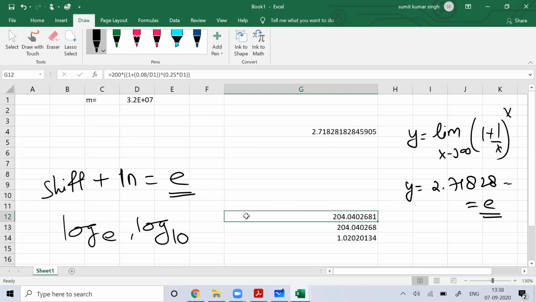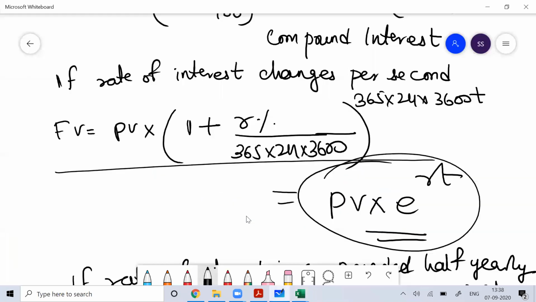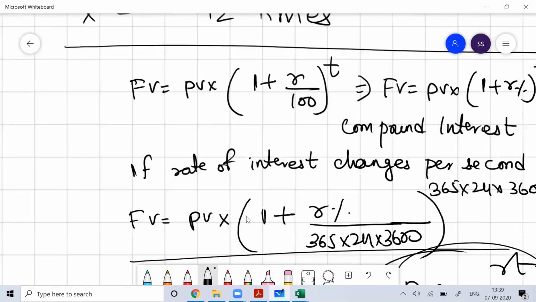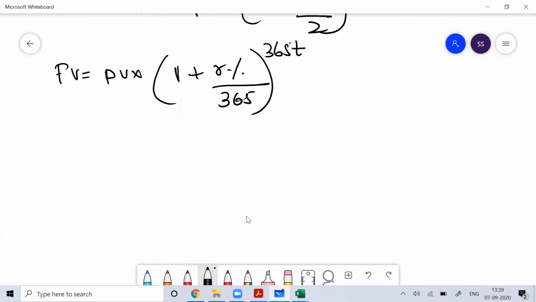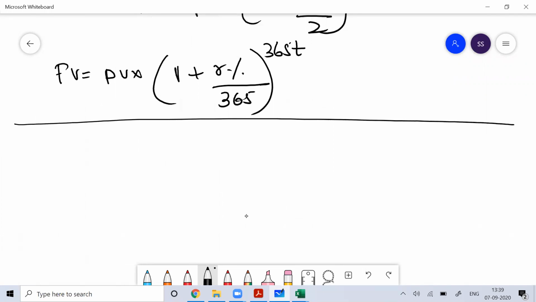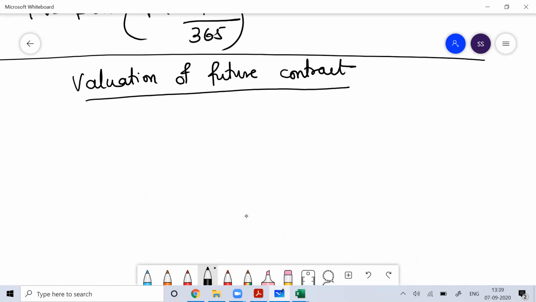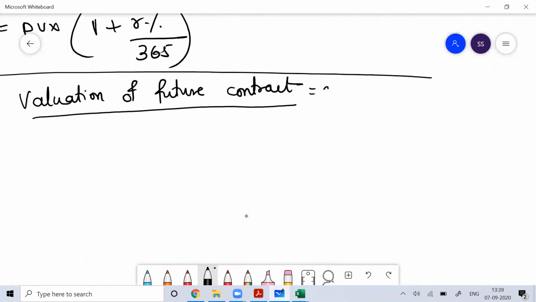So instead of doing such a complicated calculation, you can do the same calculation like this. Always remember that when we talk about derivatives, they follow continuous compounding. Remember that in your mind. The same logic we also use whenever we talk about the valuation of a futures contract. We study the same thing under something called the cost of carry model.